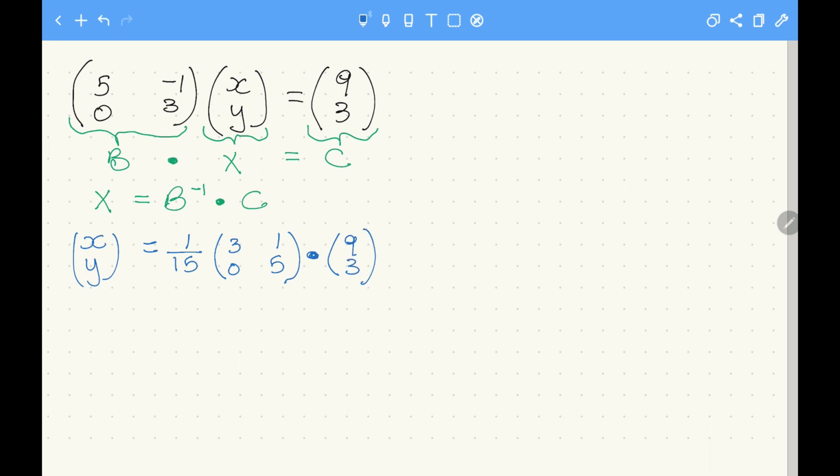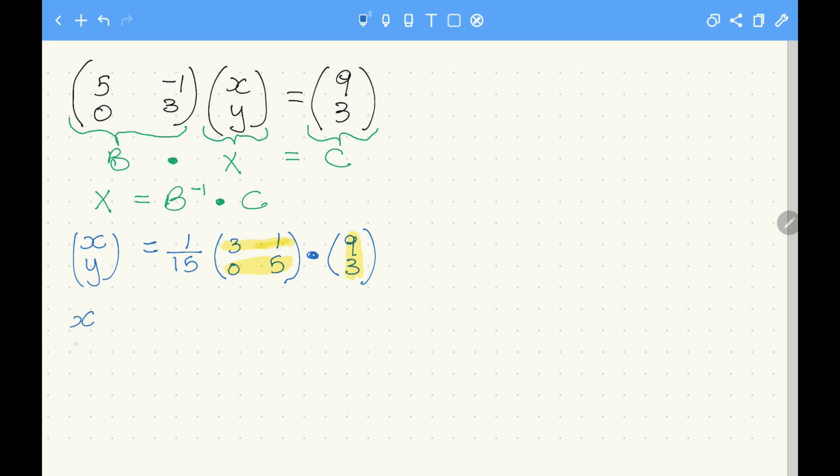Now, yes, at this point, I can multiply each term in the matrix by 1 over 15, but why do that when it's going to give us some fractions to work with? So what I'm going to do is highlight the rows. We have a row here and a row here. This is a row and this is a column for multiplying matrices.